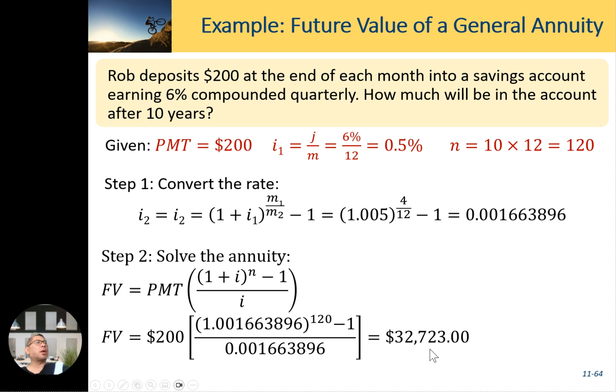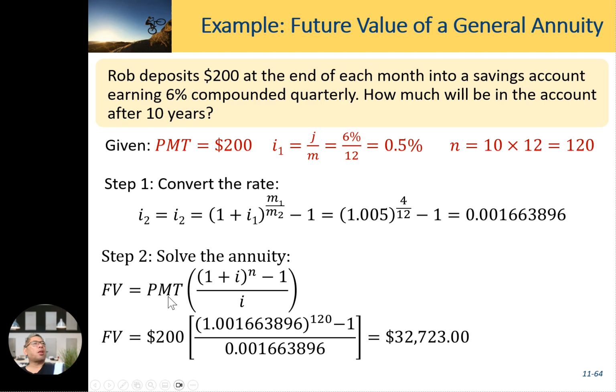Okay, then the key part: at the end of each month, deposit into a savings account earning 6% compounded quarterly. How much will be in the account after 10 years? Okay, after 10 years. So this is quarterly, 4 divided by 12, that's the key part, per month, to get the rate, because this is the quarterly rate, guys. This is the trickiest part. This is the quarterly rate, okay?